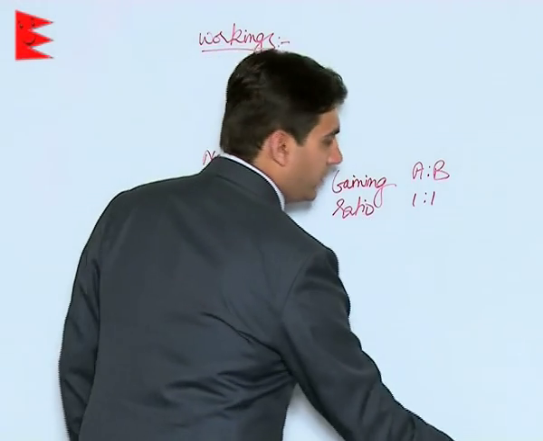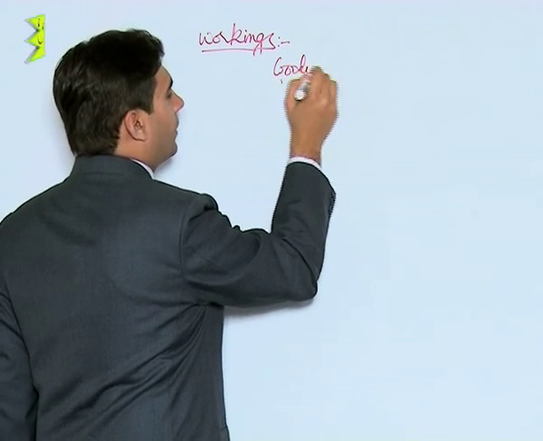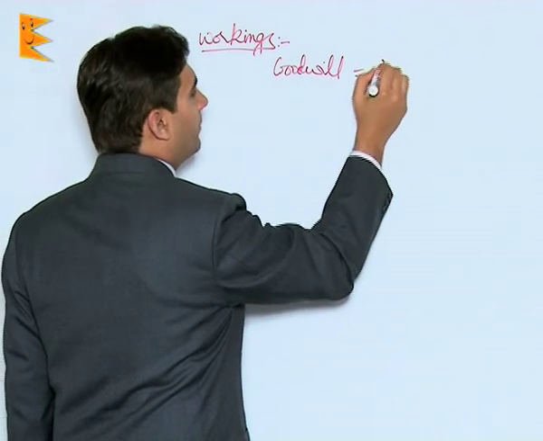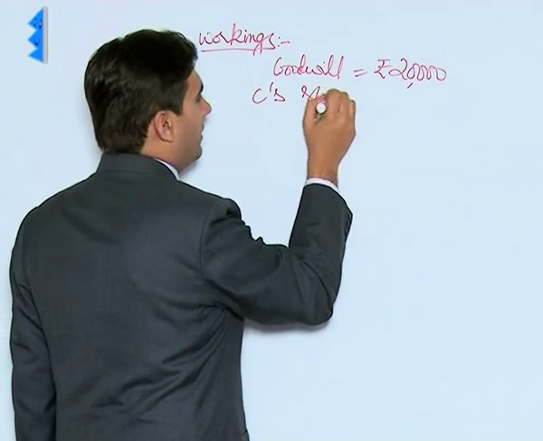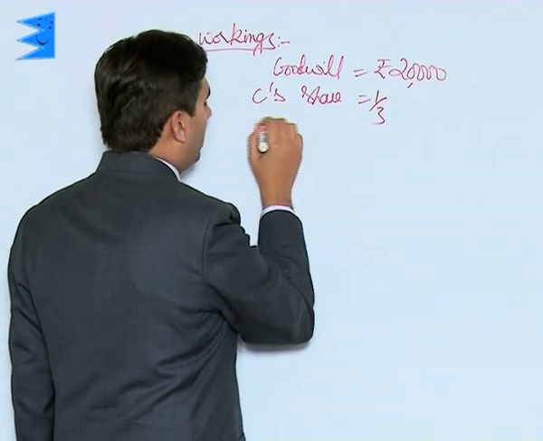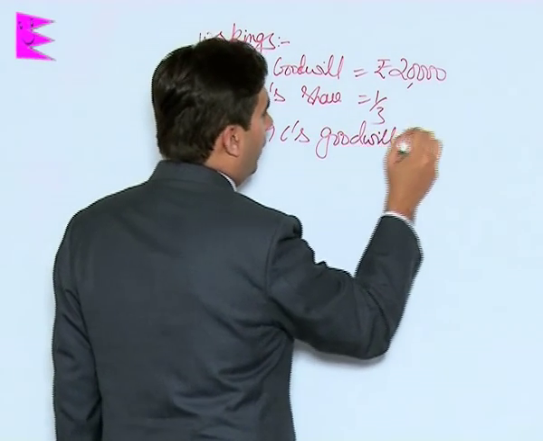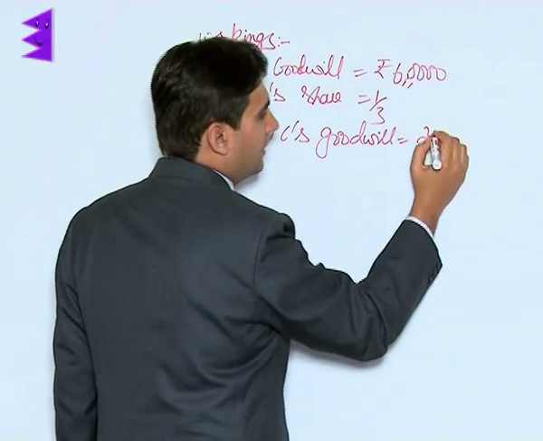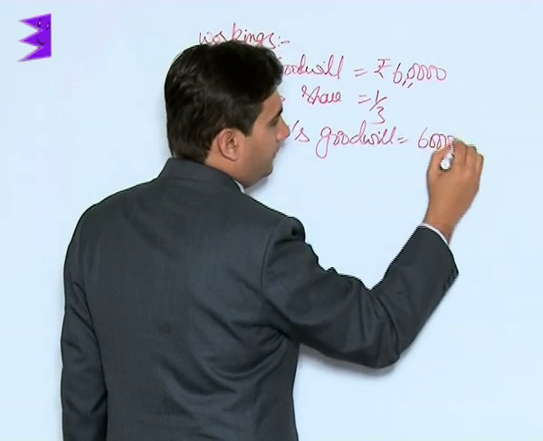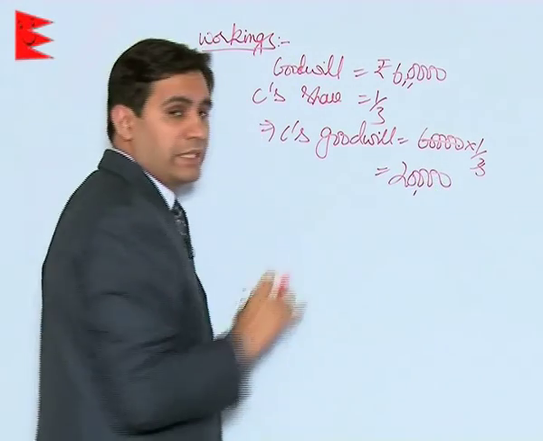So let us come to journal entries for goodwill. The goodwill of the firm is valued at rupees 60,000. C's share, that is the retiring partner's share, is 1/3. This implies C's goodwill would be equal to 1/3 of 60,000. So 60,000 into 1/3 would be 20,000. So now students, C's share of goodwill is 20,000.